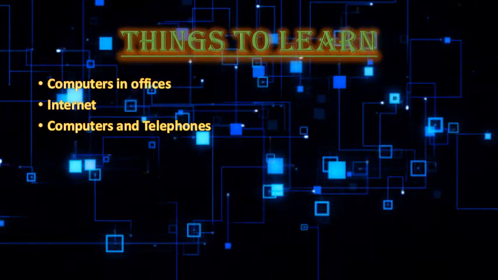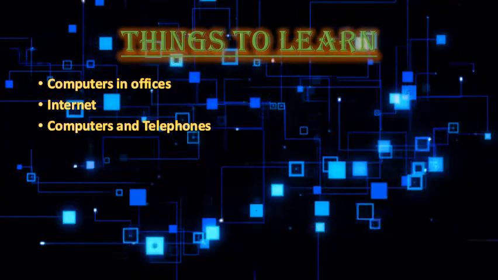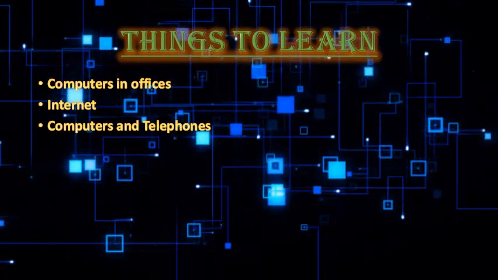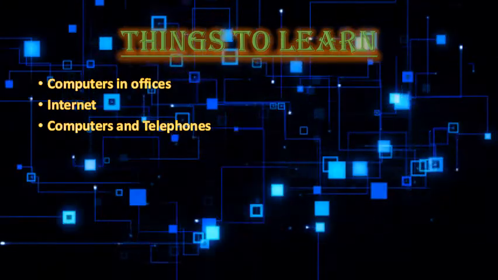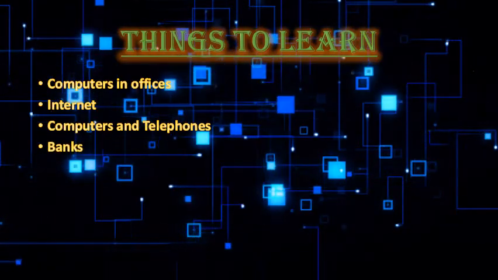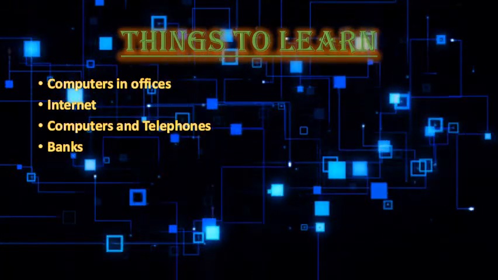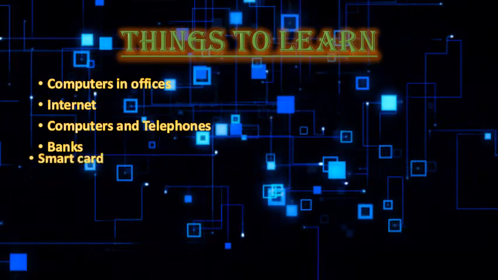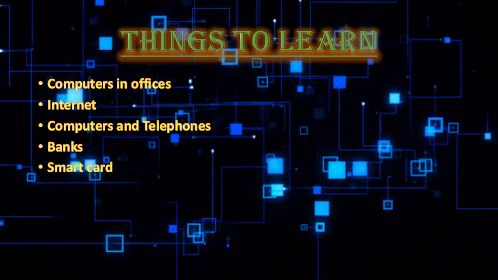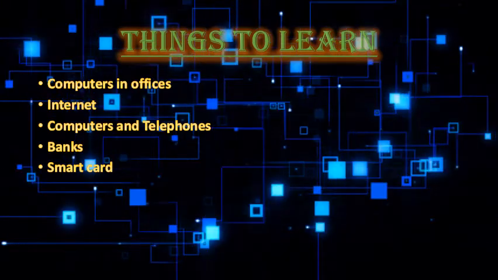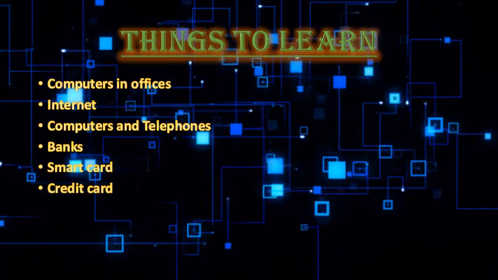Apart from this, computers and telephones. Computers are electronic devices and we have learned enough about them. But telephones, we know what they are, so why are we discussing telephones here? What is the connection between computers and telephones? We will learn. Apart from this, banks. We will see how information technology is working in banks. And smart card. You must have heard this word. What is it, why is it used and how is it used? We will learn.